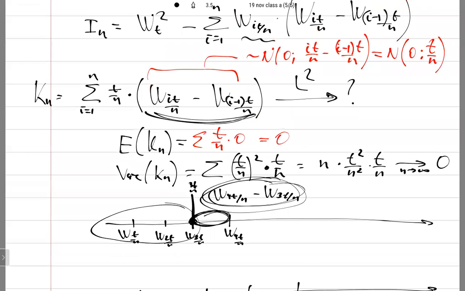Okay, so the limit of Kn is 0 because the expected value tends to 0, the variance tends to 0, and so we have something that stabilizes at 0. So the limit in L2 is 0. Okay.